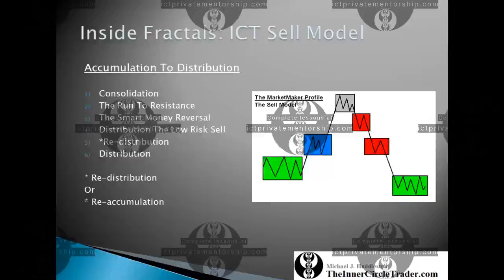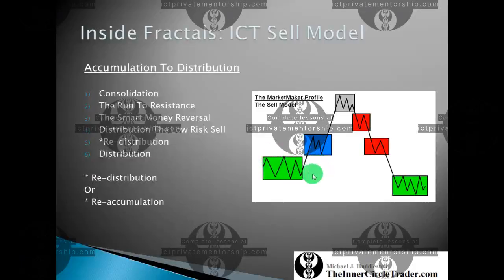So without all that preamble, let's get right into this one. We look at the buy model, okay, and I'm assuming you probably just watched that video. So if you're looking at this, you'll see this is pretty much the mirror image of what we disclosed in the buy model.